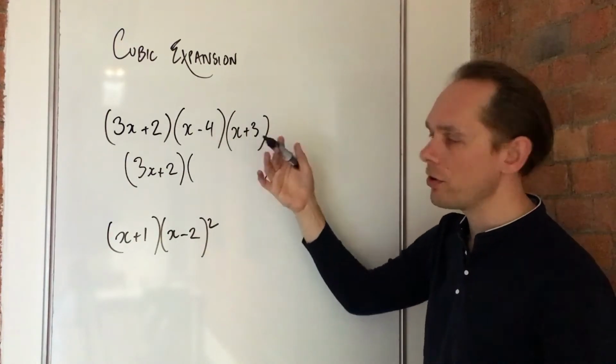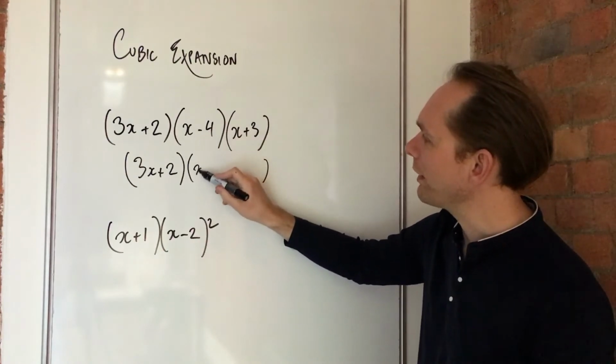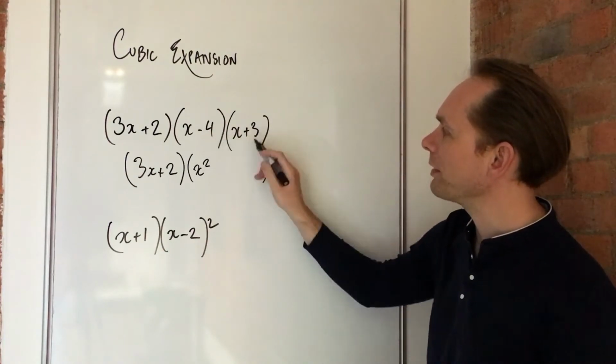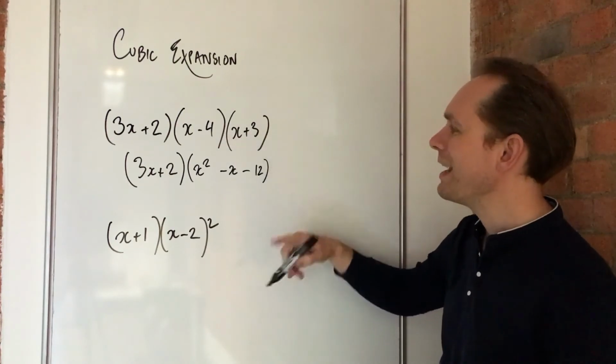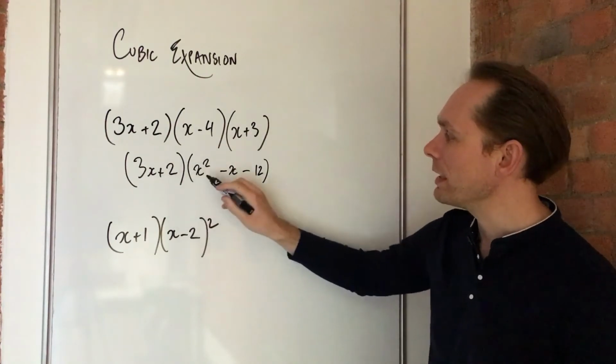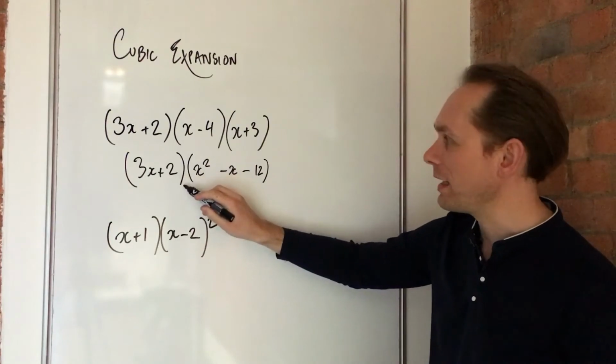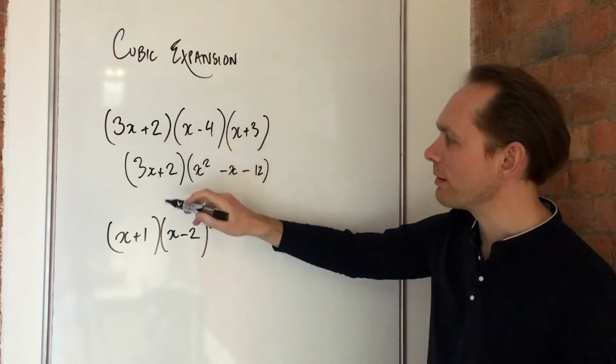So if you do FOIL or whatever you do, you're going to end up with x squared minus 4x plus 3x, so minus x minus 12. Okay, next you're going to multiply each bit of this by both bits of that. So now you can kind of do a bit of a FOIL thing.